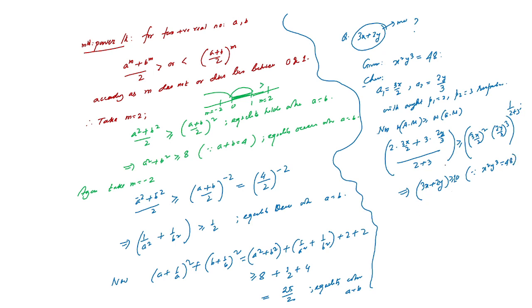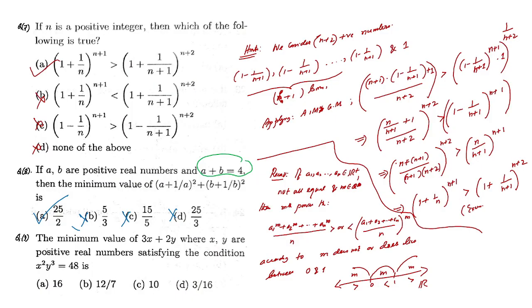So how do we achieve this value? You just do the simple procedure: put the value of x square y cube here and do the simple calculation. So 3x plus 2y gets this least value. Therefore the minimum value of 3x plus 2y is 10. So option C is correct. All other options are false.